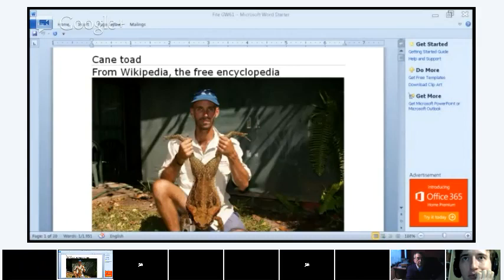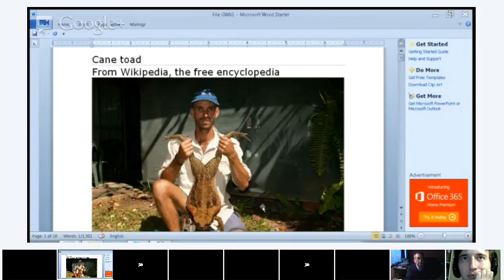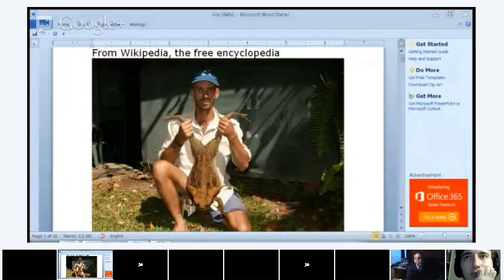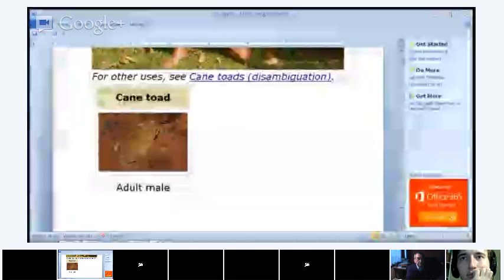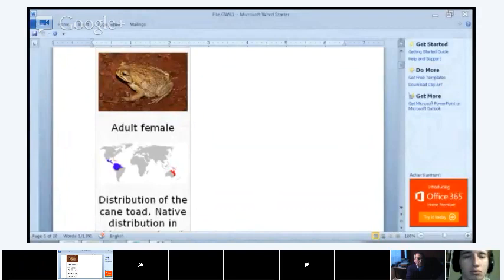Esther, could you please read the name of this animal here? Go ahead, please. Cane toad. Yes, cane toad. And this information is from Wikipedia. Look at the size of this toad. In English, toads live on land, and frogs, which are similar animals, live almost entirely in the water. Okay? And here's a picture of the adult male and the adult female. They are originally from places like Panama.